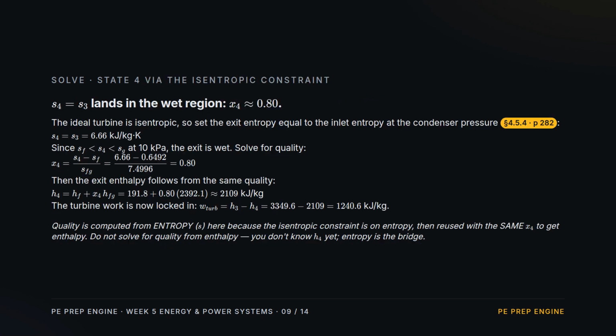State 4. The ideal turbine is isentropic, so entropy 4 equals entropy 3, carried to the condenser pressure. That value sits between SF and SG, so the exit is wet. Quality is entropy 4 minus SF over SFG, about 0.80. Reuse that same quality with the enthalpy terms, and H4 is about 2100. Turbine work is now locked in, H3 minus H4, about 1240 kilojoules per kilogram.